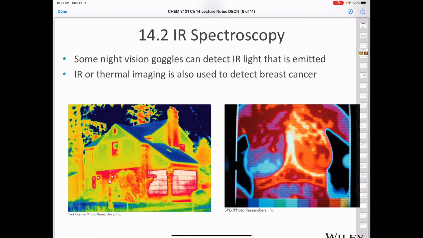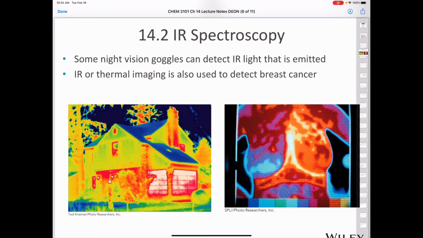We have seen that vibrating bonds will absorb infrared radiation to achieve a higher vibrational state, but it's also worthwhile to note that the reverse process also occurs in nature. That is, vibrating bonds can be demoted to a lower vibrational state by emitting infrared radiation. In this way, warm objects are able to release some of their energy in the form of infrared radiation.